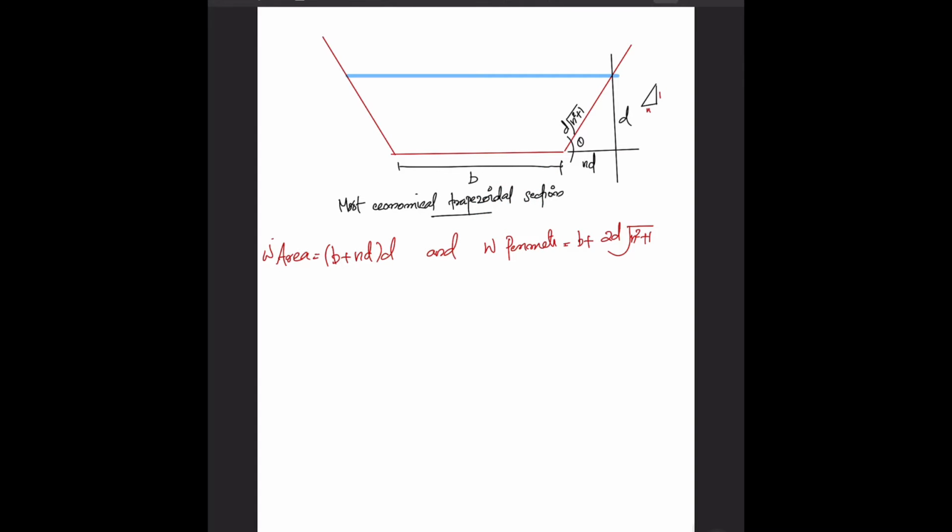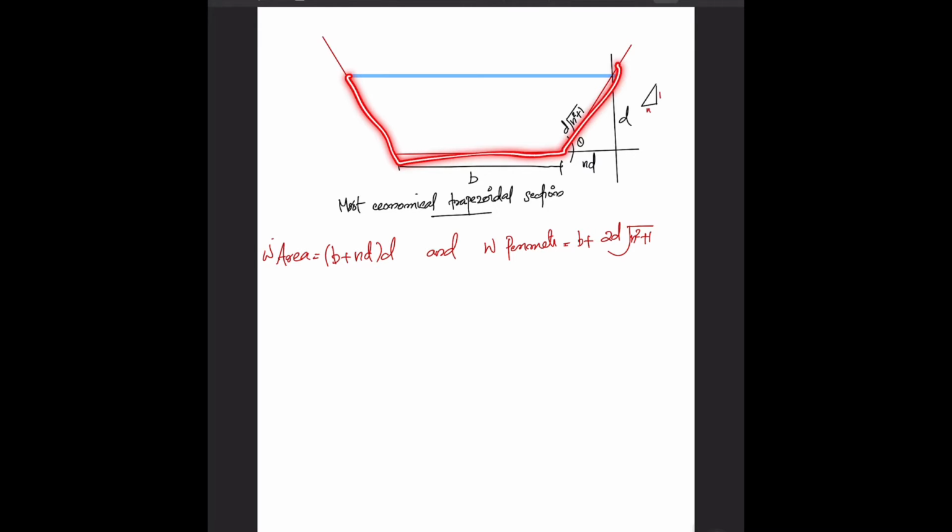Hello friends, now we shall see the derivation of conditions for a trapezoidal section to be most economical. I hope you all remember what a most economical channel section means. Most economical channel section means a section that gives maximum discharge with minimum construction cost. So now let us see the derivation of the conditions for a trapezoidal channel section to be most economical.